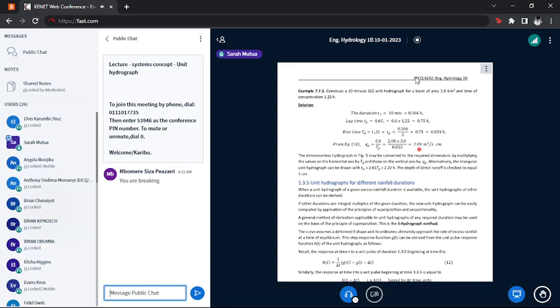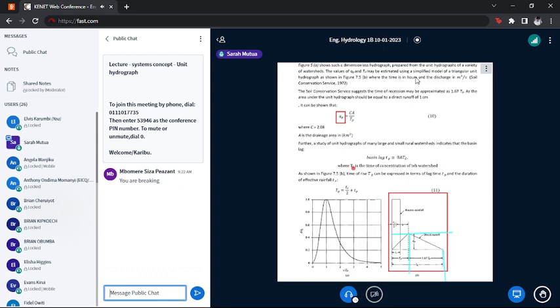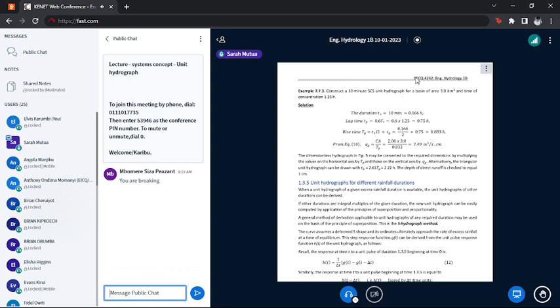We need to determine QP, we need to determine TP, and we need to determine 1.667 TP. So we apply those three equations. First, we start by calculating little tp. Then from little tp, we calculate capital TP, and then from capital TP to QP. And then finally, we calculate 1.67 TP. So those are the only variables that we need to determine.